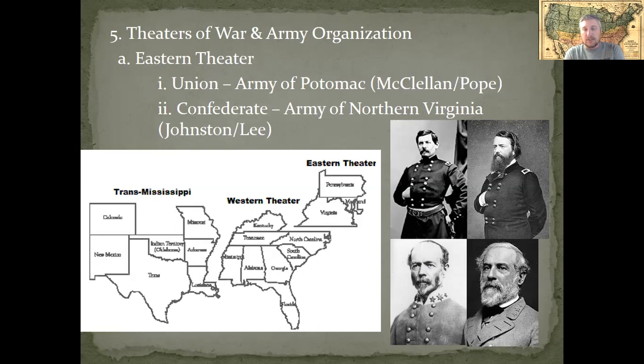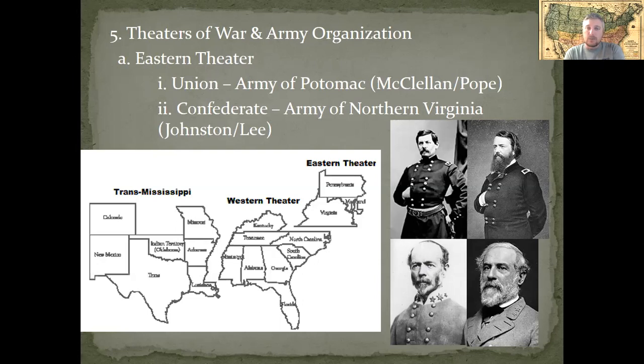As for the Confederate Army located in the Eastern Theater, we have the Army of Northern Virginia, again named after states there. Originally, it's led by General Joseph Johnston, but Johnston will become injured in one of the early battles, and it'll force him out of service. So leadership of the Army of Northern Virginia will fall to decorated General Robert E. Lee.